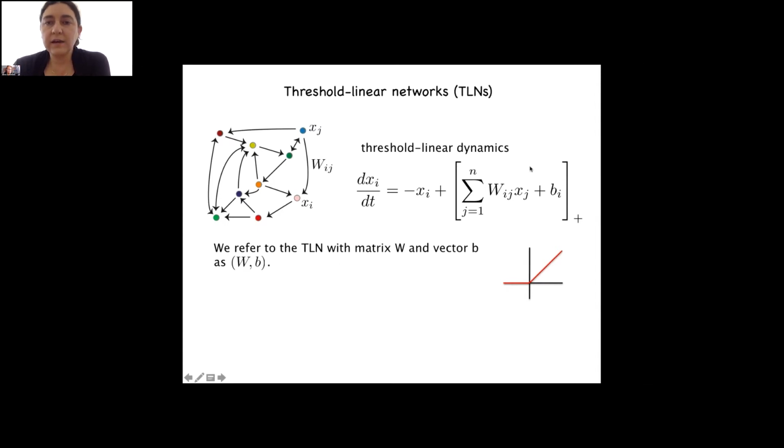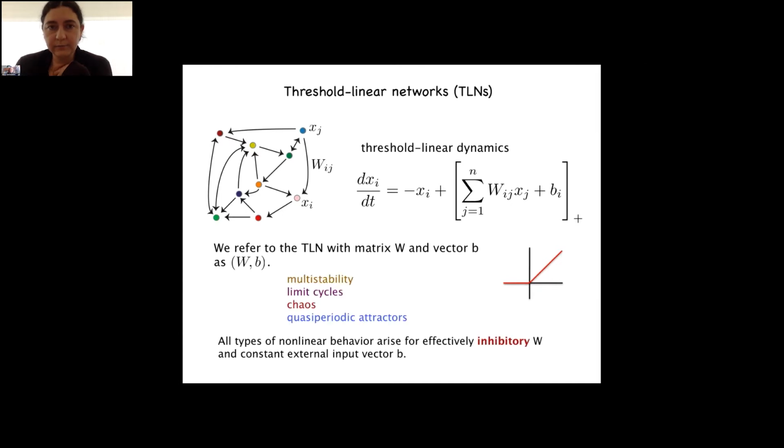And so the brackets with the plus is really just denoting the max function between the argument inside and 0. And so here is a little plot of the function. In machine learning, this is called ReLU nonlinearity, but we call it a threshold linear transfer function. And this network, the threshold linear network with matrix W and this external input vector b, we can refer to by the ordered pair (W, b). So that is all the data that goes into defining these networks.